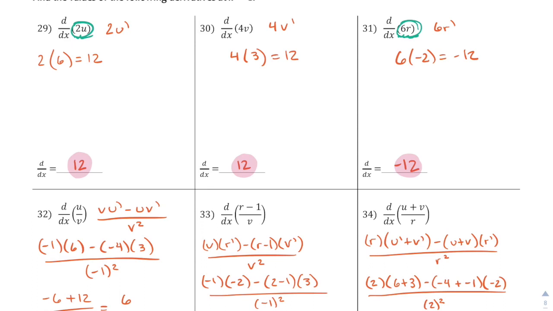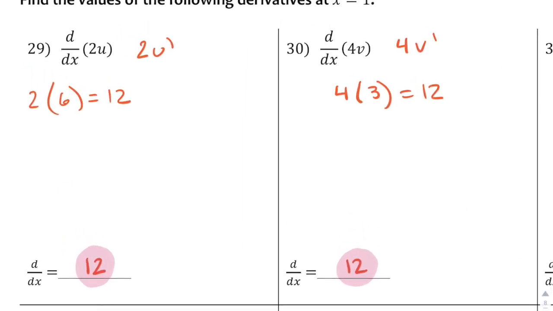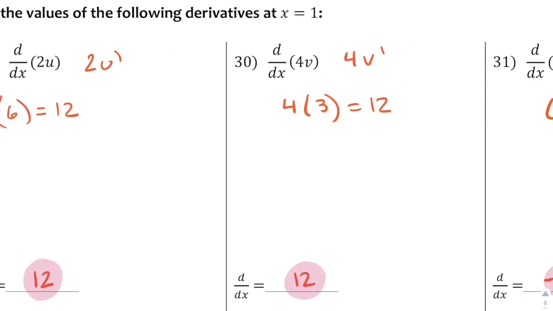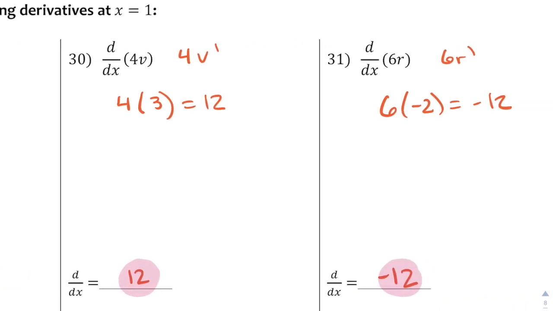So you really don't need to do the last three. I kind of made them a combination of derivatives that are above. So the first one, 2u, I'm going to get 2u prime. The second one, 4v, I'm going to get 4v prime. And the third one is 6r, I'm going to get 6r prime.